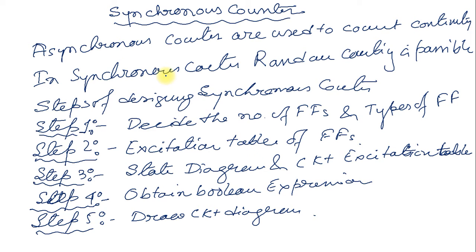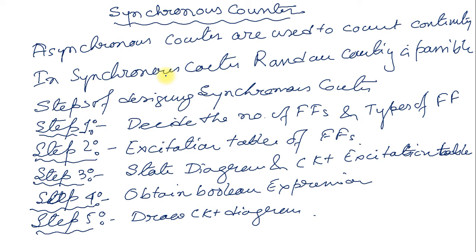In synchronous counters, basically, why should we go for the synchronous counter? The synchronous counters can count randomly. In a synchronous counter, random counting is possible. Also continuous counting is possible, and random counting is also possible. So the main advantage of a synchronous counter is random counting.